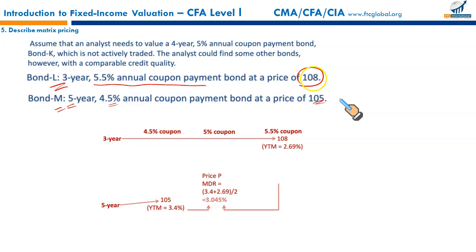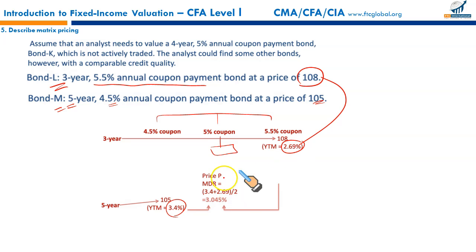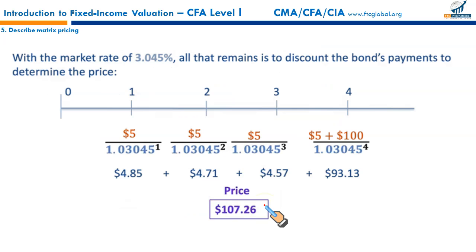What we do, we calculate their YTMs. The YTM for the first bond is 2.69 and YTM for the second bond is 3.4. Since the coupon payments 4.5, 5.5, 5% falls exactly in between these two numbers, we'll simply take the average of these two YTMs. 2.69 plus 3.4 upon 2 gives you 3.045%. Now we will use this market discount rate to find the value of not actively traded bond.